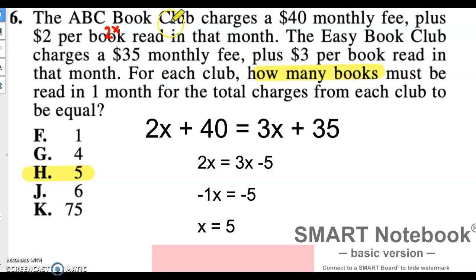That means for the ABC Book Club, if you read 5 books in a month, the cost for the month is going to be the same as if you were in the Easy Book Club for 1 month and you read 5 books there. So here the correct answer is 5.